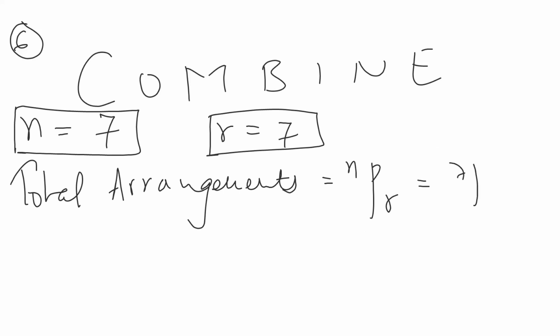NPR, 7P7. If the upper number and lower number are the same, we can use a shortcut, 7 factorial. Do you know this? 7 factorial is 7 into 6 into 5 into 4 into 3 into 2. Correct. But we can use this shortcut if and only if the upper number and lower number are the same. So this was the initial part which I have done. This was not asked, but for always together, never together problems, we always do this.